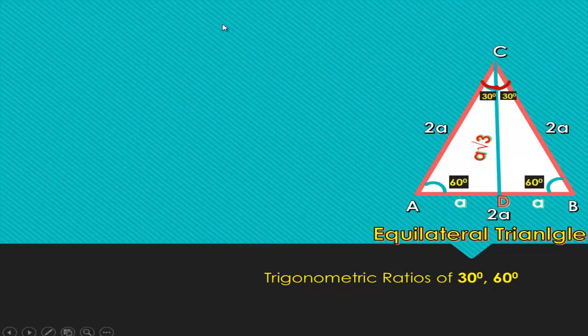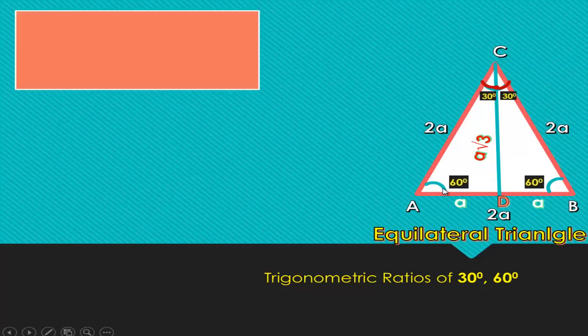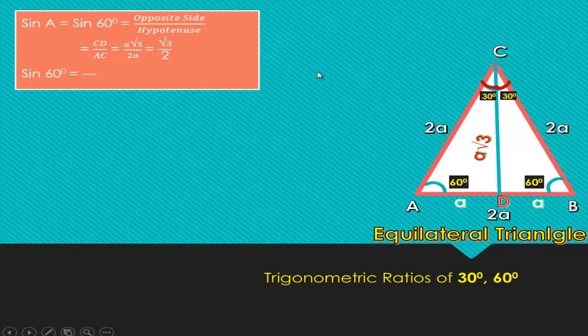Now, let us see the trigonometric ratios of 60 degrees. For this, we have to calculate the trigonometric ratios of angle A. Here, sin A, that is sin 60, means opposite side by hypotenuse. That is CD by AC. That is equal to CD means A root 3 and AC means 2A. A root 3 by 2A. A gets cancelled. That is root 3 by 2. Therefore, sin 60 equal to root 3 by 2.